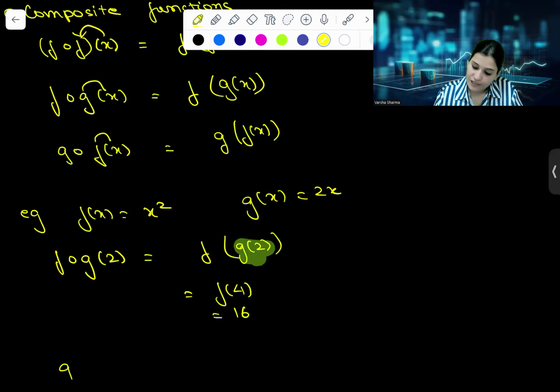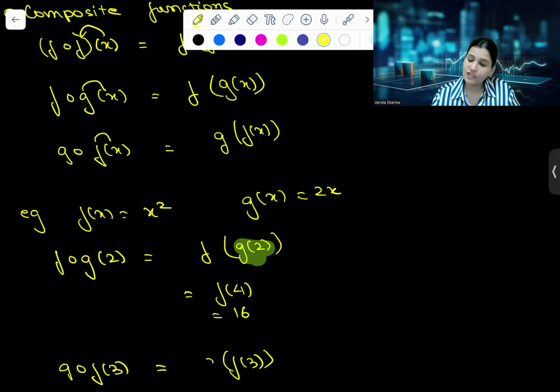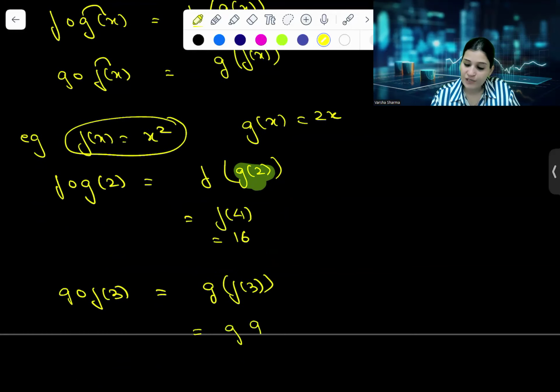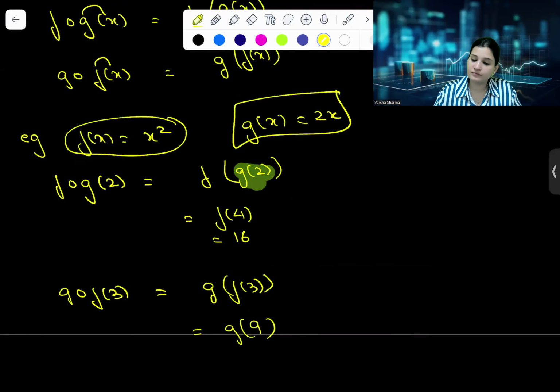If I want to calculate g composite f of 3, what will we do? We should calculate f of 3, and then the answer will be put in g. The nearer one goes first. What is f of 3? Find out f of 3 from here. 9. 3 square, 9. Now you calculate g of 9 from here. 18. 2 into 9, 18.